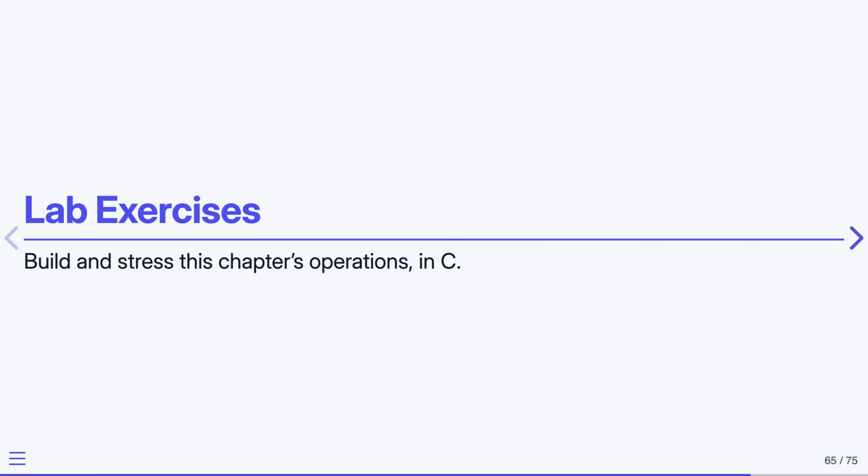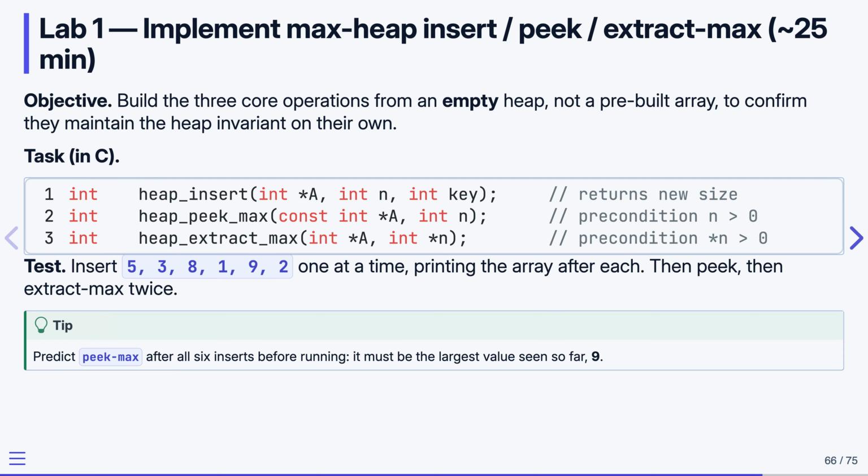Now it is your turn to build and stress these operations, and we have 3 labs. Take your time with each one before you look at the solution. In the first lab, you build the 3 core operations yourself, starting from an empty heap rather than a pre-built array. This checks that each operation keeps the heap invariant on its own.